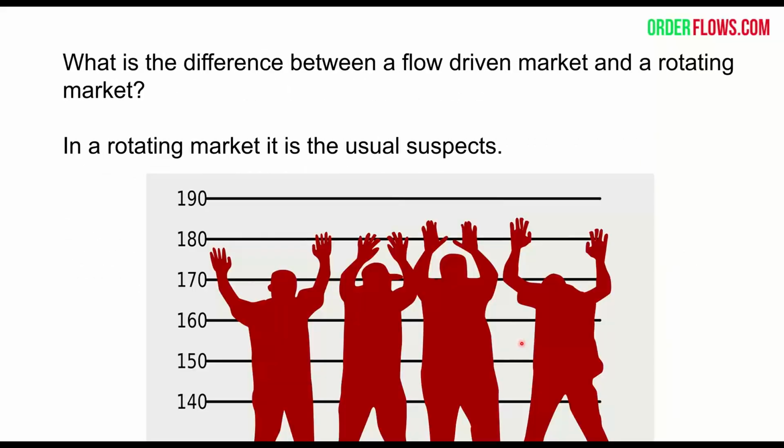So what's the difference between a flow-driven market and a rotating market? Well, in a rotating market, it's just the usual suspects, right? The retail traders, and people are just happy to facilitate trade. The market's not moving because, one, there's probably no driver in the market to move price in a direction. The big players are absent basically, and so it's just left up to all the little people, the usual suspects, so to speak, to trade.